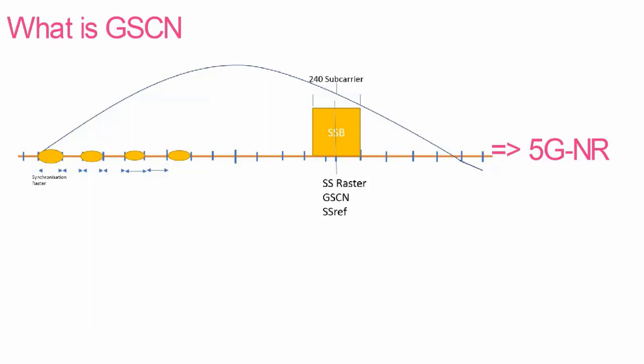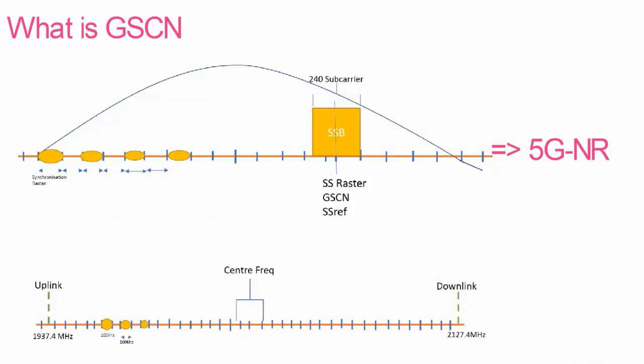Now the question is how much raster frequency width can be used to scan the whole frequency bandwidth. What width is required? It will scan on the frequency synchronization raster, one specific width. So what is the width of that scanning? If it uses a 100 kilohertz raster like LTE, it will take a long time, right? So for 5G NR we need to use a wider frequency width to scan the whole frequency.